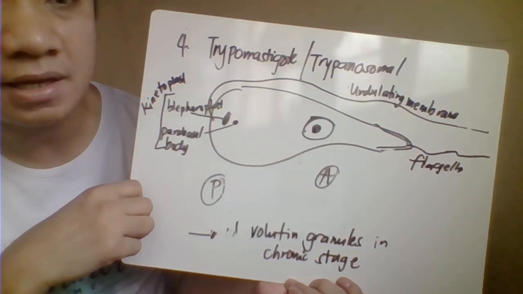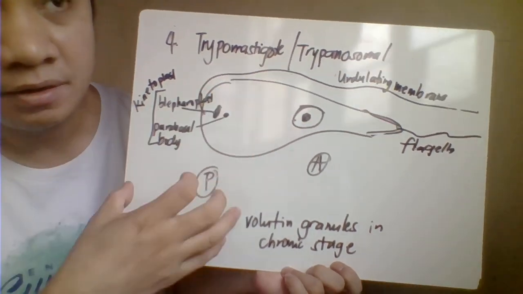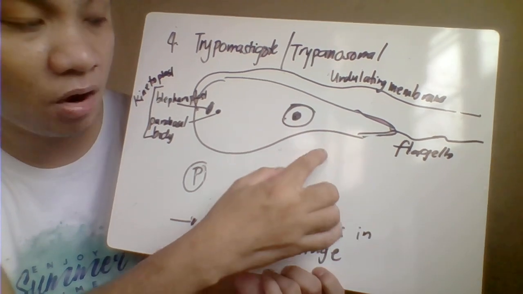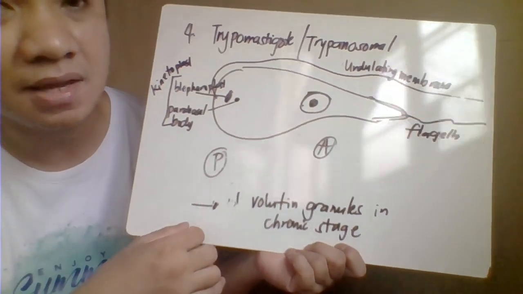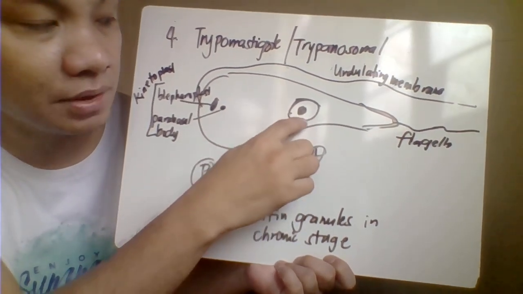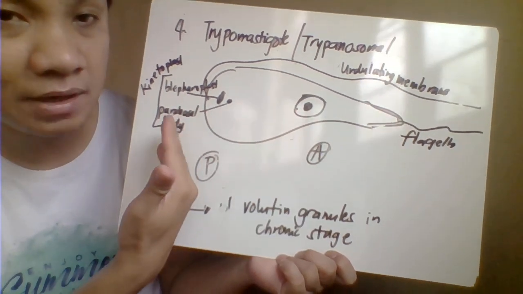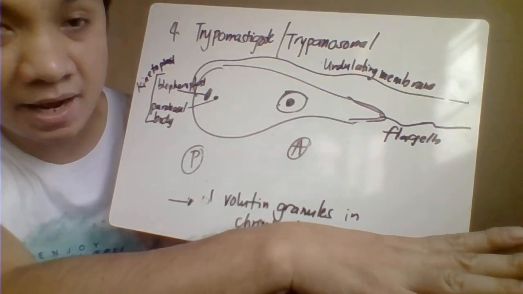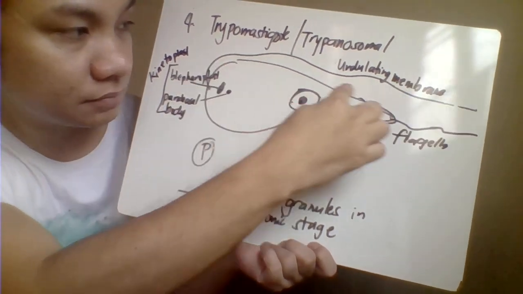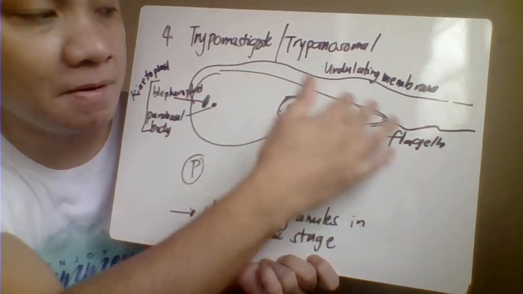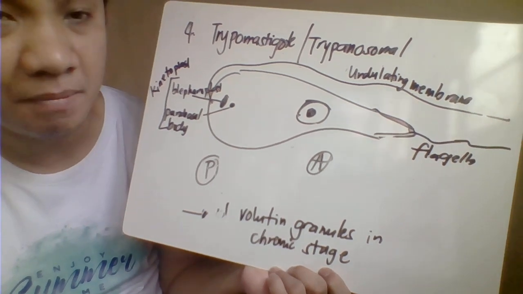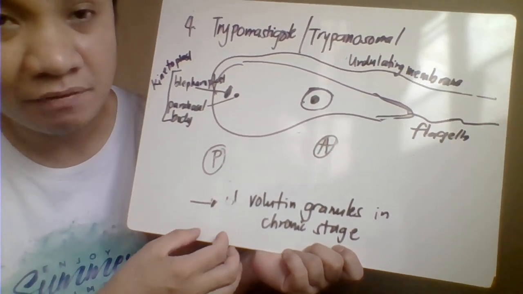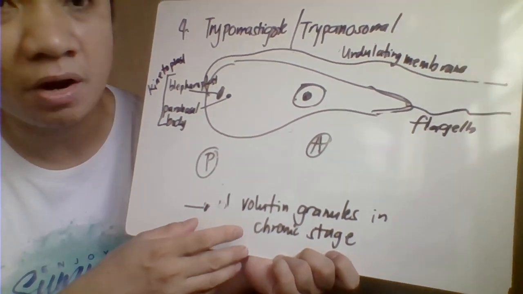Okay, and for the last stage, we have the trypomastigote, also called trypanosomal. It is still rounded posterior and tapered anterior, but the difference is that the nucleus is already on the anterior side, whereas in the previous stages it was on the posterior side. Here, the kinetoplast is now on the posterior side. The flagella is still on the anterior side, and the undulating membrane extends, occupying the entire body of the trypomastigote. Another characteristic of the trypomastigote is that some will have volutin granules, which are usually seen in the chronic stage.